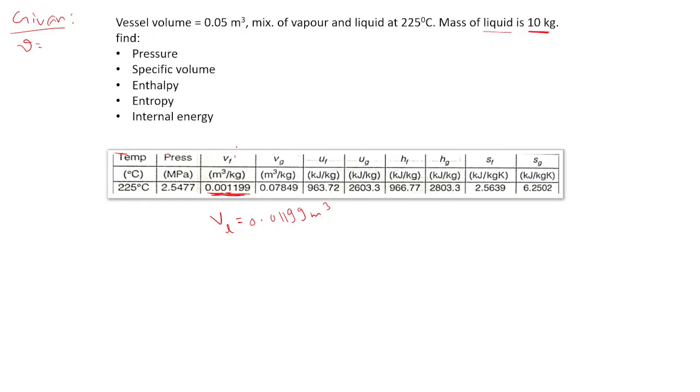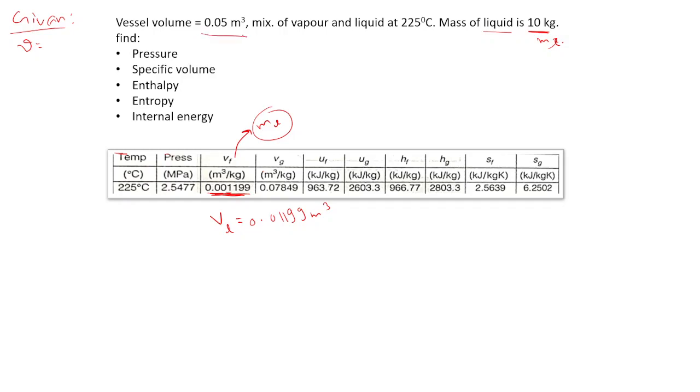Getting or not getting? Vf multiplied with the mass of the liquid. Yes sir, the mass of the liquid is just 10 kg. It is given. So the volume of the liquid we know, and now we came to know it is a mixture of the liquid and vapor. Correct or not correct? Yes, sir.